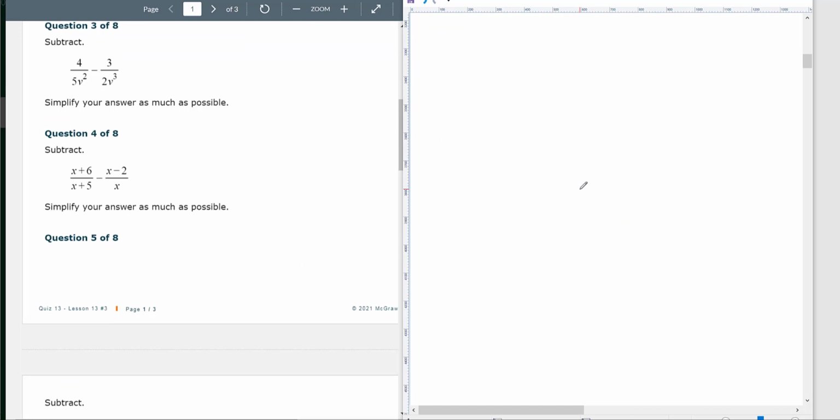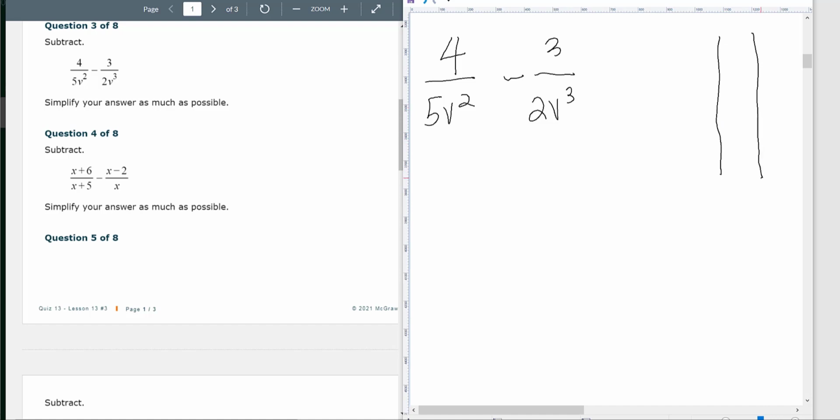Number 3, subtract 4 over 5v squared minus 3 over 2v cubed. So I need to find the least common denominator for 5v squared and 2v cubed. Well, 5 and 2 don't have a common factor, but I see they both have v squared. So that's going to leave a 5 in the first column and a 2v in the second.